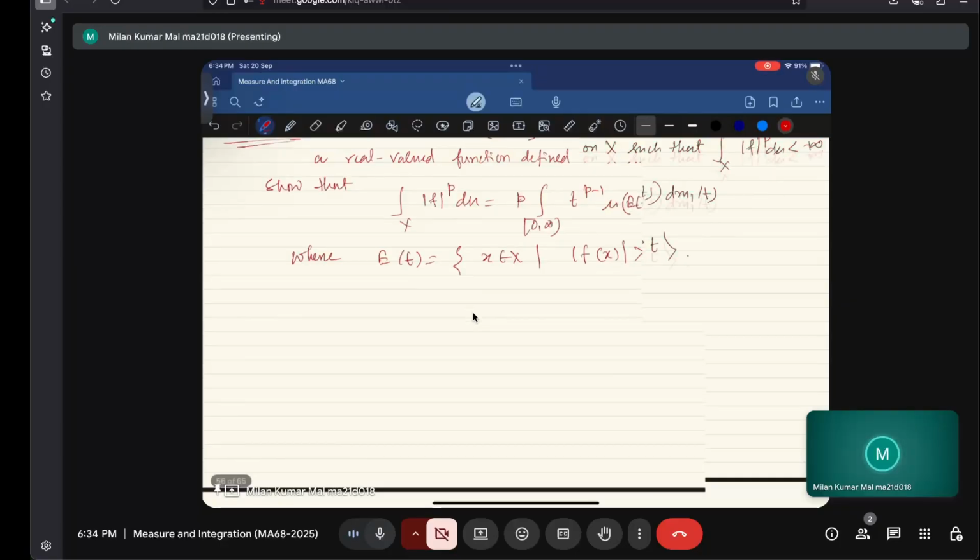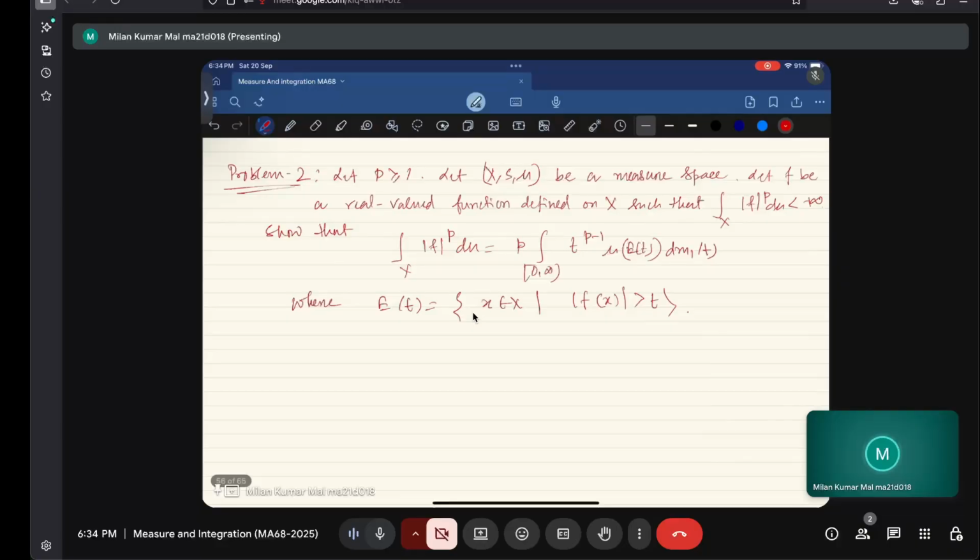So what is the question? The question says X is a measure space and f is a real valued function defined on X such that the integral over X of |f|^p dμ is finite. Show that this one holds.